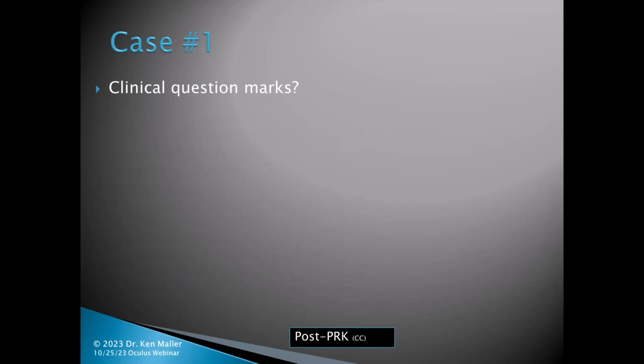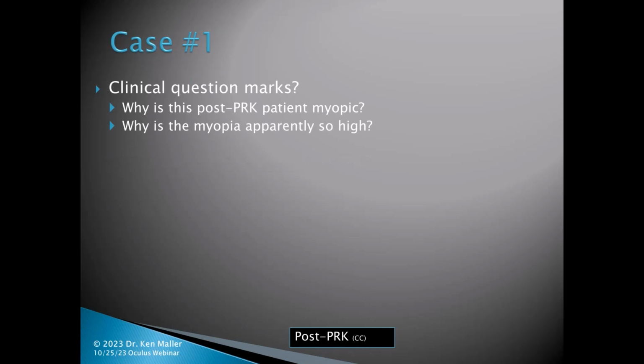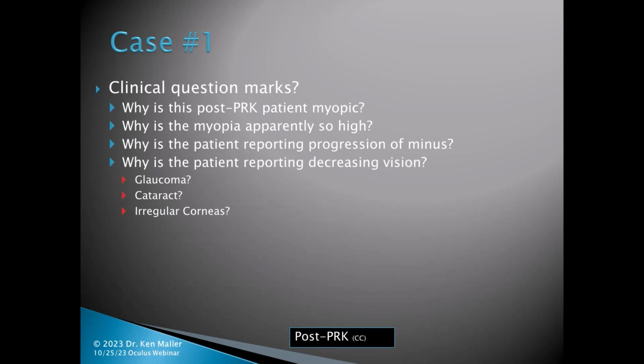So let's take a look at a summary of what we have questions about on this case. So why is this post-PRK patient this myopic? It's very, very high, and that seems a little bit unusual. Why is she reporting that her minus is progressing? And she's identifying this because the soft lens minus number keeps going up from the ophthalmologist that was taking care of her. So she was concerned as to why this is progressing higher and higher.